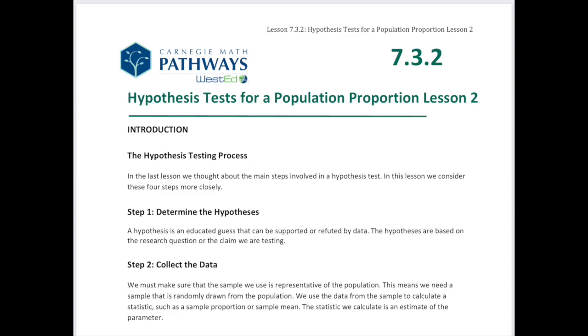Step 2. Collect the data. We must make sure that the sample we use is representative of the population. This means we need a sample that is randomly drawn from the population. We use the data from the sample to calculate a statistic, such as a sample proportion or sample mean. The statistic we calculate is an estimate of the parameter.